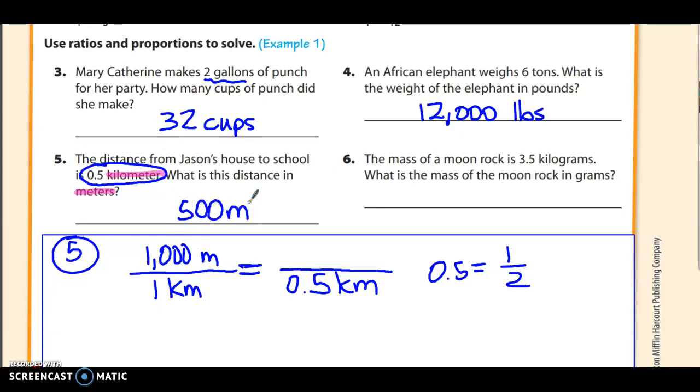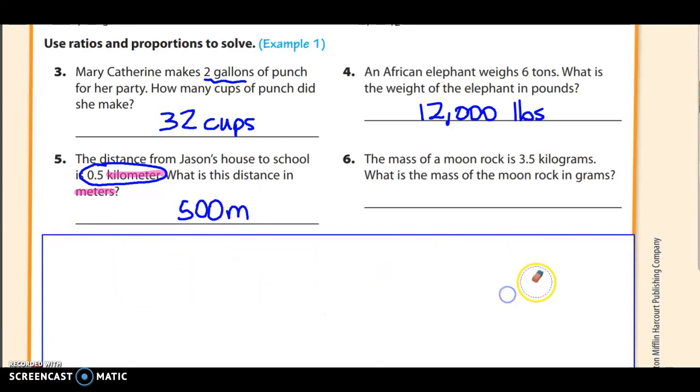Reasoning skills pay off. So if you get stuck on stuff, try to use reasoning and logic, and usually it will work. All right, number 6. We're going to go back.